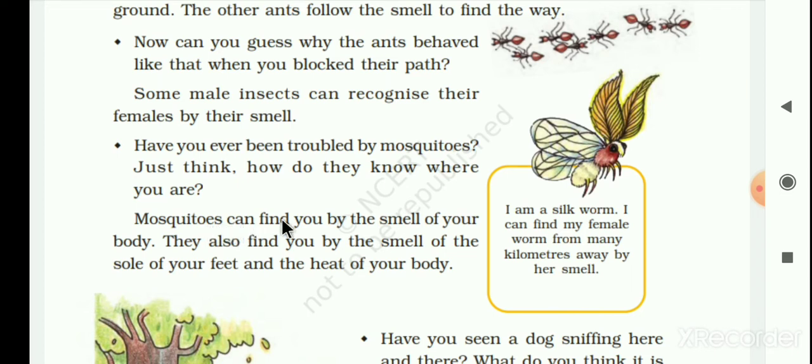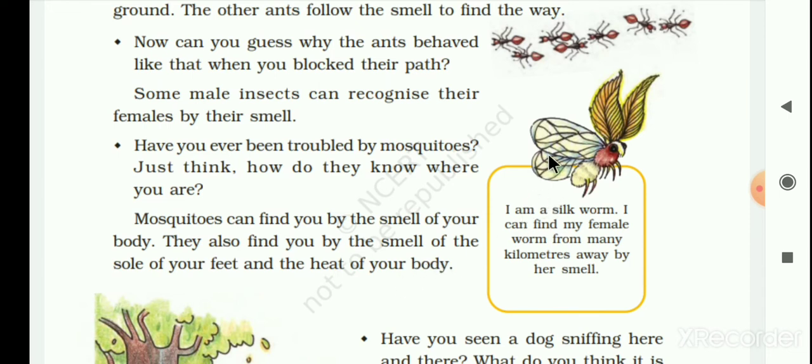So, mosquitoes can find you by the smell of your body, right? Here the sense organ, the nose, is used, and through this sense organ they recognize where you are. They also find you by the smell of the soles of your feet and the heat of your body. So how does the mosquito recognize you? Wherever you sit, the mosquito is going to bite you. Why? Because it recognizes the smell of your body, the smell of the soles of your feet, or the heat of your body.